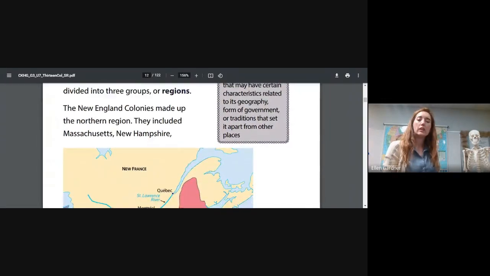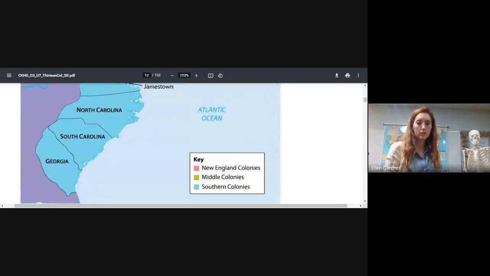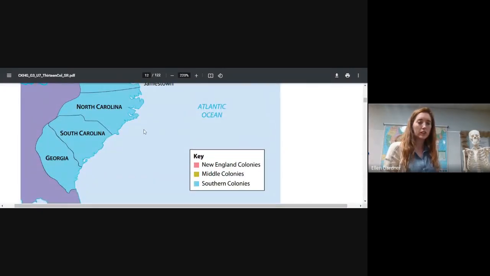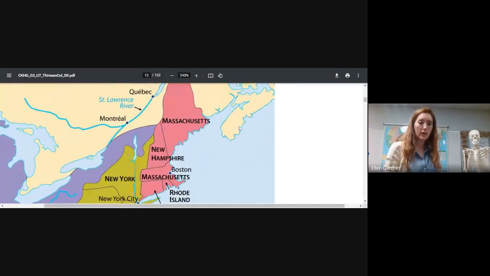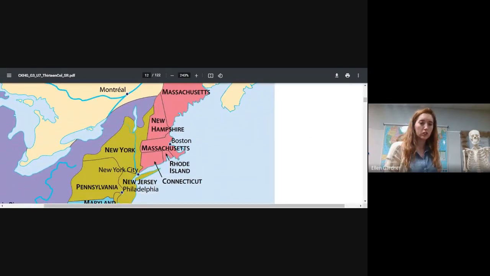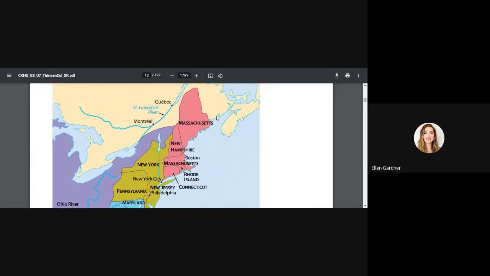Now, the New England colonies, where do you see New England on the map? You see what color it is? That's right, pink. Okay, so there we go. Massachusetts, Rhode Island, Connecticut. Have any of you been over to those states before?